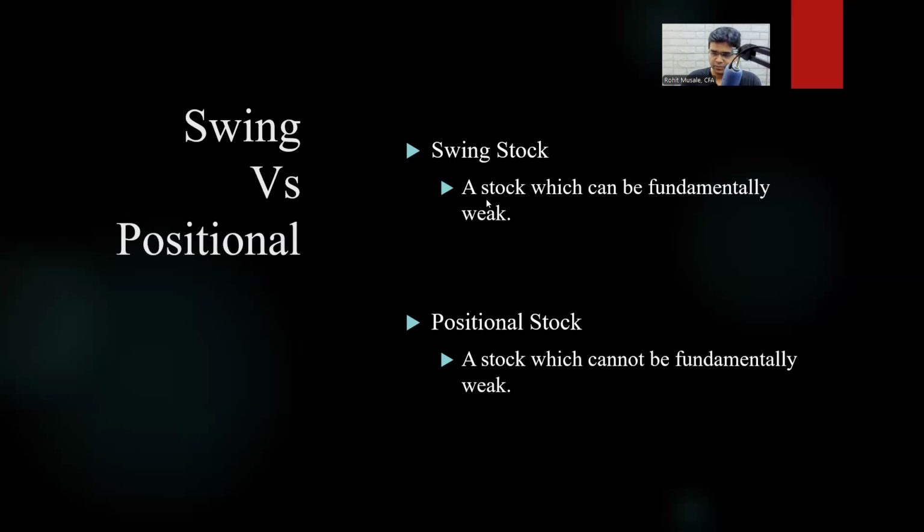And it's an unusual definition. I talk about weakness, I don't talk about strength. See, swing stock means a stock which can be fundamentally weak. So remember the 12 criteria that I've explained to you, the fundamental criteria. If the stock shows weakness in the majority of those criteria, that stock is a swing stock. Okay, it is allowed to be fundamentally weak.